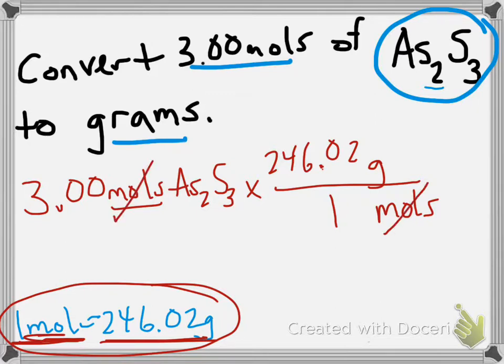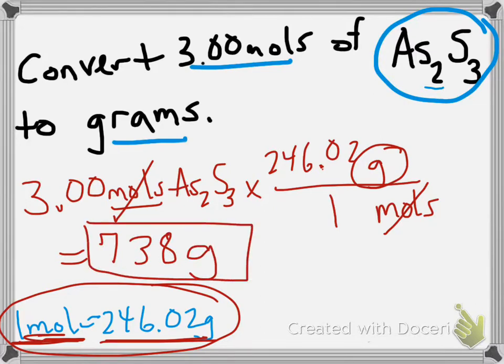So notice our moles cancel out, and we'll be left with grams. So we're just multiplying across, and you can divide by the denominator, and you should get 738 grams. And so that's how many grams is in 3 moles. This makes sense because it's about 3 times as much as 246. It's actually exactly 3 times that amount, but you can kind of estimate that answer by looking at how many grams are in 1 mole of arsenic sulfide.